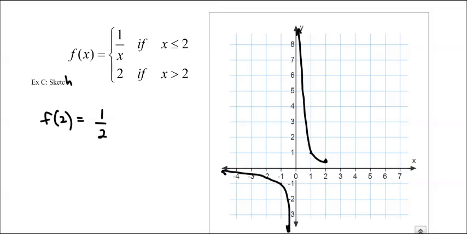I'll just draw my arrows in. And then it's 2 if x is greater than 2. So I will start at 2 and 2, and then, oh, I wanted to draw a line, and I didn't. 2 and 2, and go along it. And I need the empty dot because that is the inequality there.